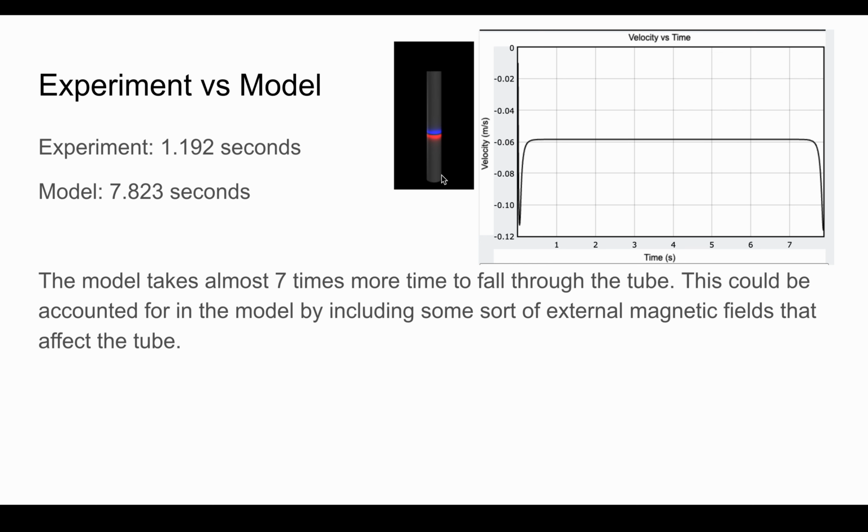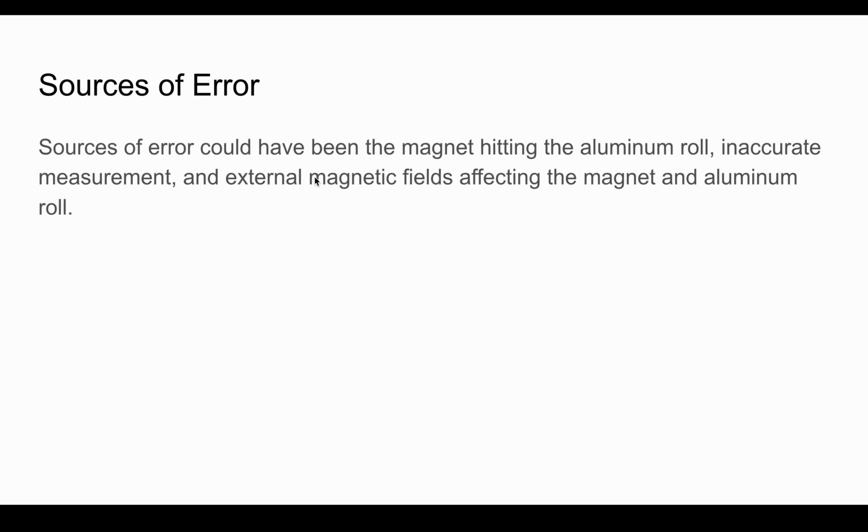And here's the experiment versus the model. So the experiment, on average, you get 1.192 seconds to fall through the tube. And then in the model, you get 7.823 seconds, which is a really big difference. And so the model takes almost 7 times more time to fall through the tube. And this can be accounted for. And so to make the model more accurate, we could include some sort of external magnetic fields that affect the tube, making this time go down, as is in the experiment. And so the sources of error could have been the magnet hitting the aluminum roll, an inaccurate measurement of the time it takes to fall, and external magnetic fields affecting the magnet in the aluminum roll.